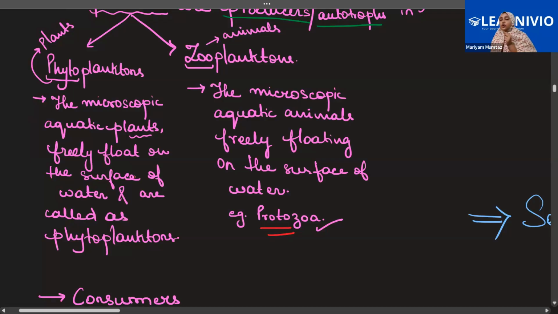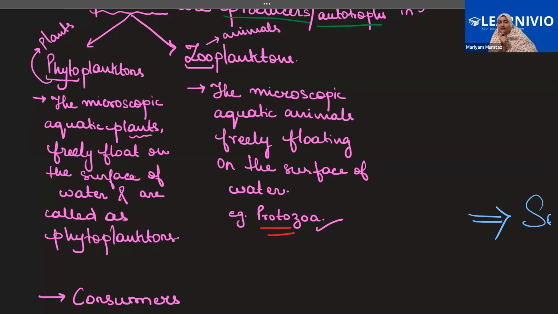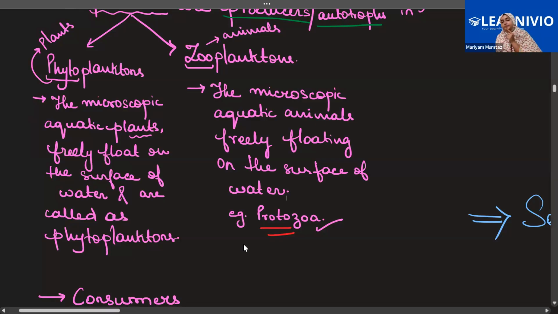The example is protozoa. Okay, so phytoplanktons and zooplanktons are the two kinds of planktons that are found in the aquatic system, but out of which phytoplanktons make the food. They are autotrophic, or you can say they are the producers in the aquatic life. Clear?